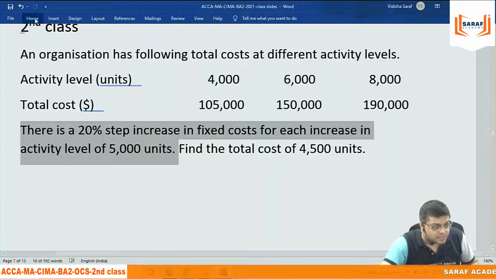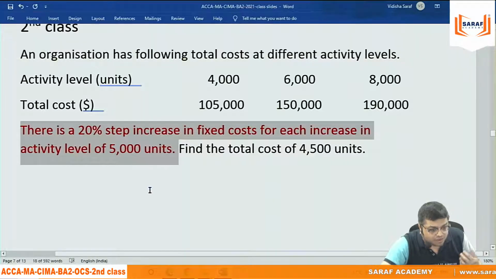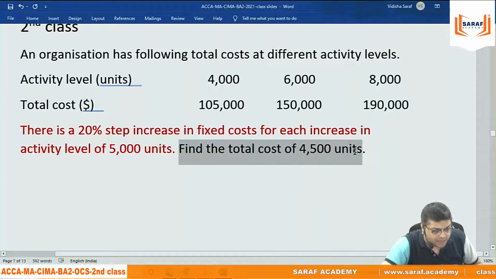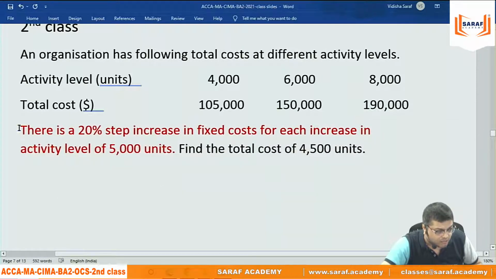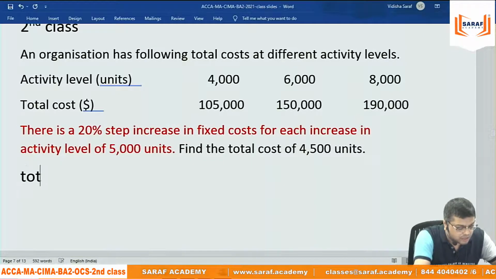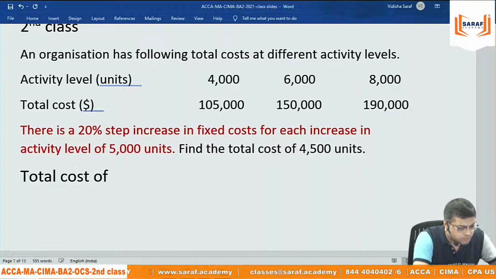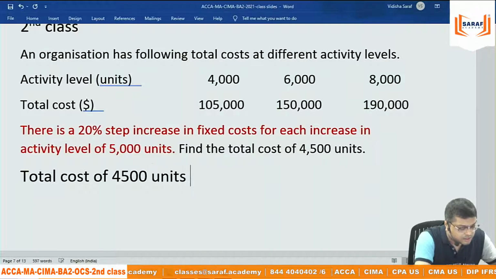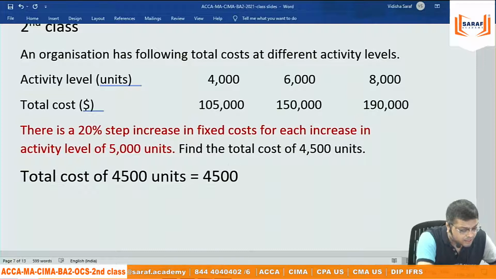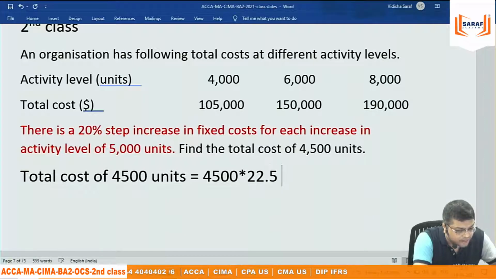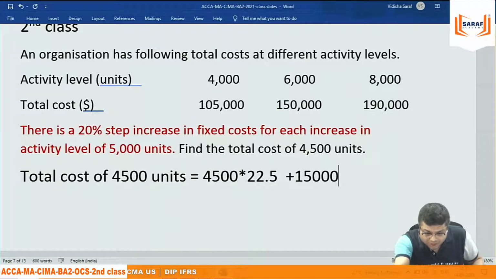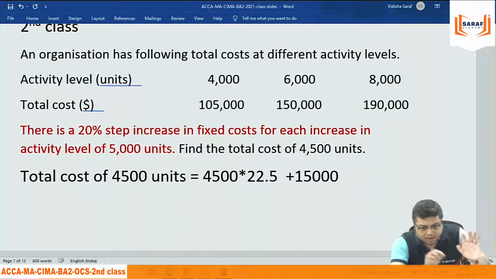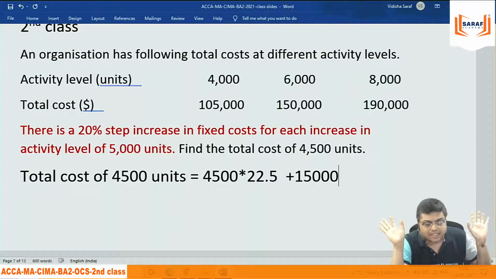We need to interpret this language with proper English, otherwise we will be doing it wrong. And then they are saying to find the total cost of 4,500 units. If I remove this red sentence, then the total cost of 4,500 units will be equal to 4,500 into 22.5 plus 15,000. This is not correct in this question, because there is a red line which is given, which does not allow you to do it like this. I could do this only when I delete the red line sentence.